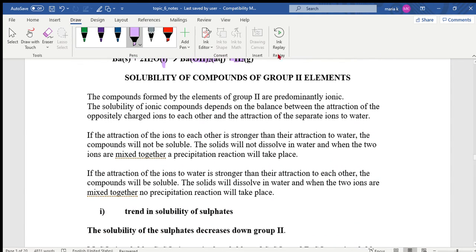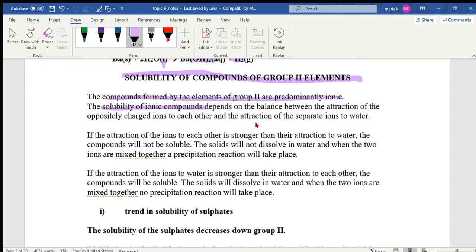Okay, so let's take a look at the solubility of compounds of group 2 metals. So the compounds formed are predominantly ionic.